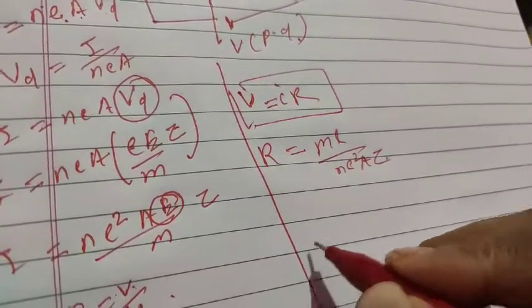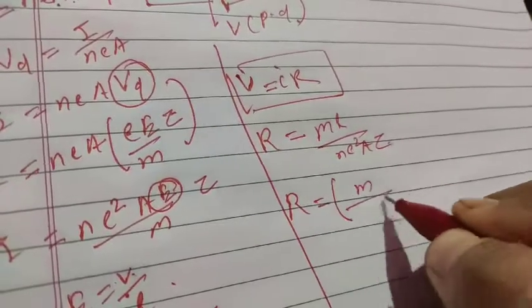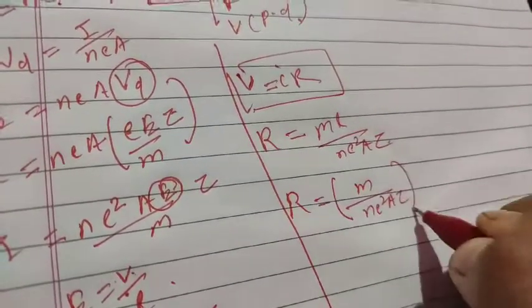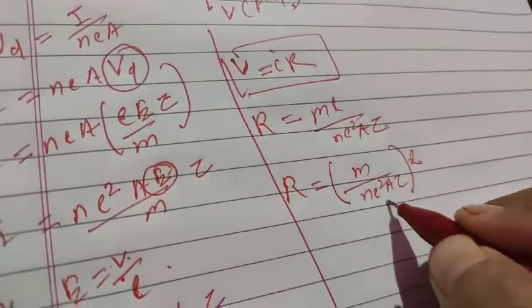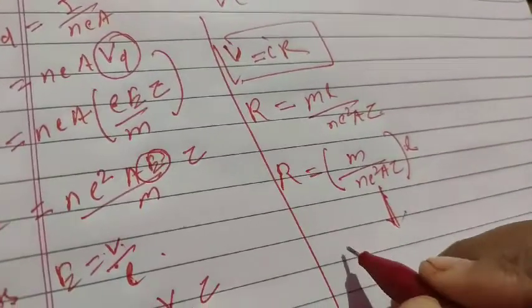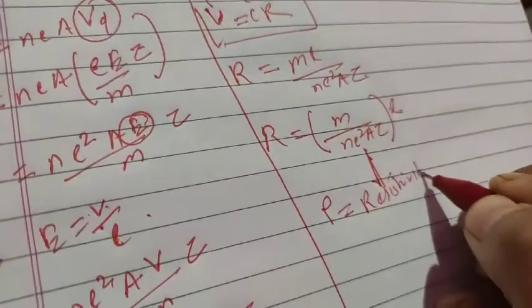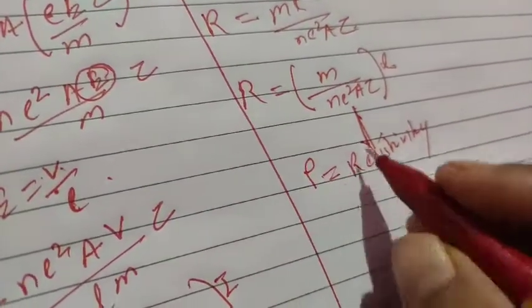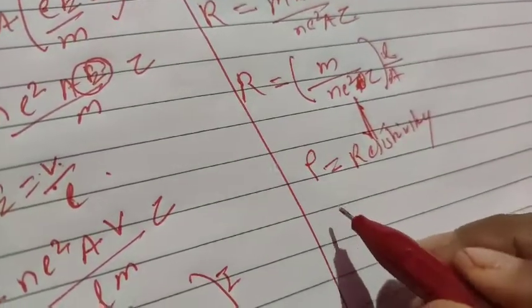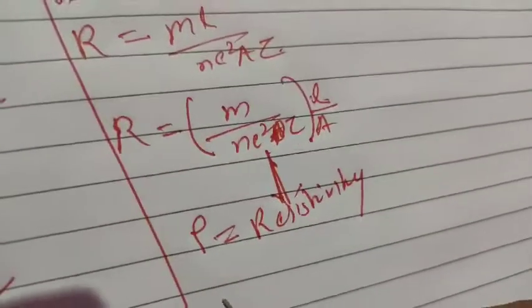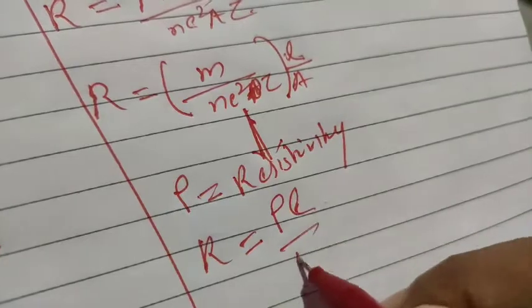Clear? And if you keep something in a bracket, students, like this, suppose m by ne squared tau, keep the bracket like this and put L outside, this whole term can be taken as rho, that is resistivity. You take A also separately, okay? You can put A outside. So what is the formula? See carefully. R is equal to rho L by A.